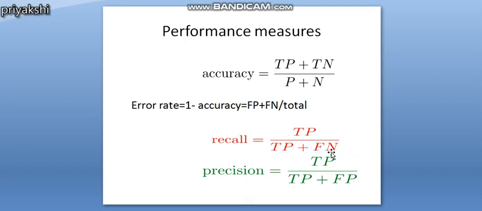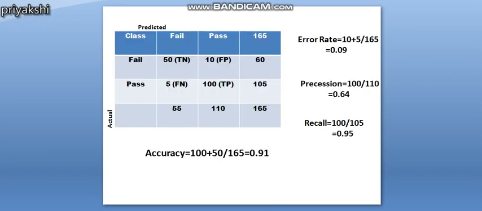Precision is the total number of true positive records divided by true positives and false positives. So to study this, let's take an example. This is a confusion matrix of a two class problem.